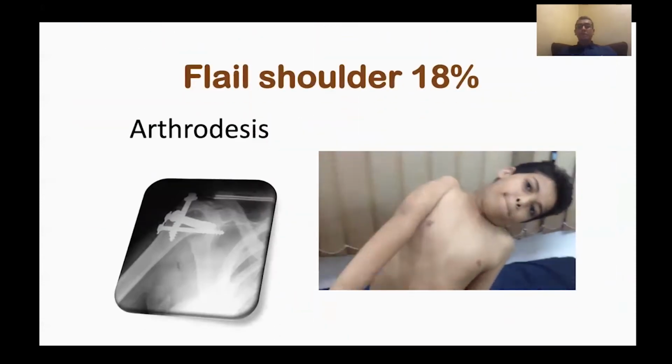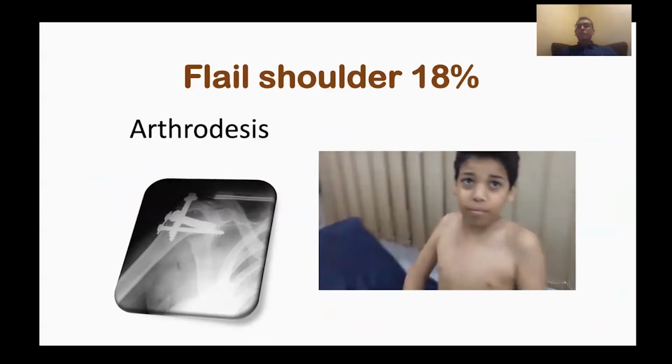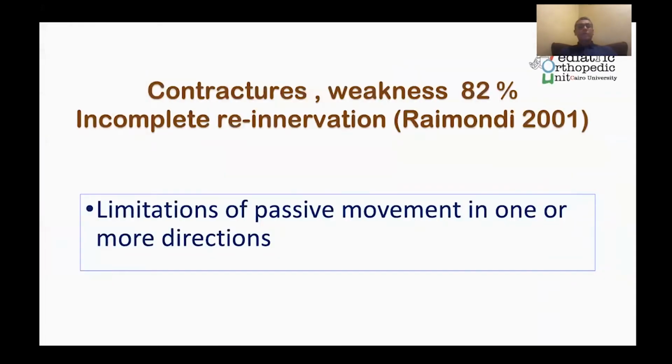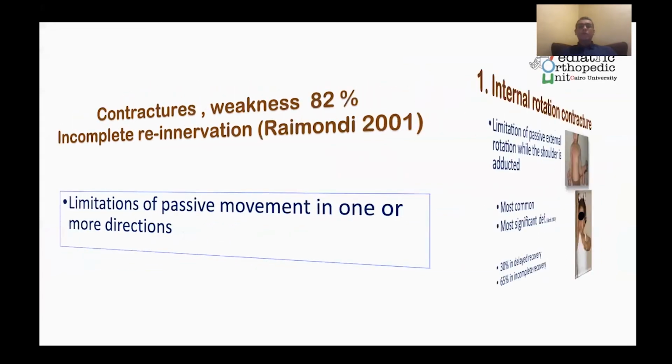For the flail shoulder, the best treatment is arthrodesis of the shoulder, and this gives a very good function of the shoulder through transforming the upper limb movement to the thoracohumeral movement. Sorry, the scapulothoracic movement. In presence of contracture, in partial innervation, and in presence of contracture and weakness, this gives us the different types of contracture.